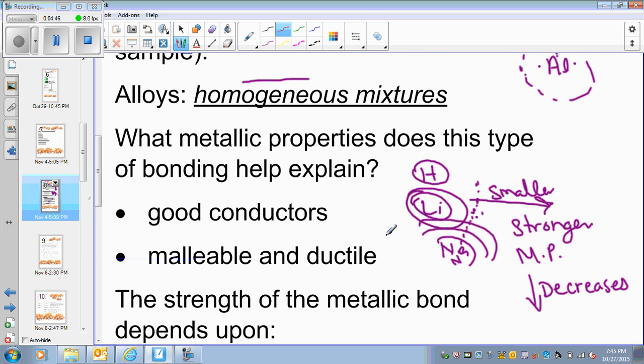are examples of it. And the metallic bonds are stronger if the size is smaller, and metallic bonds are weaker if the size of the ion is larger. So that's all about it in this video for metallic bonding.